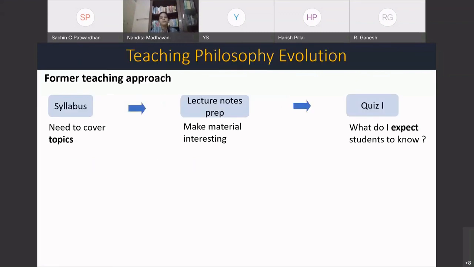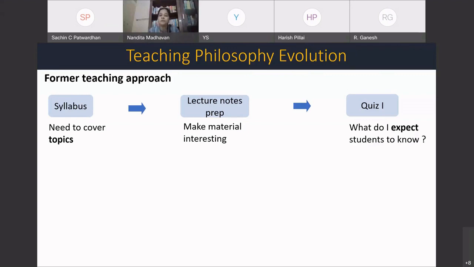So this is just to give an idea of what my former teaching approach was. This is more of a philosophy evolution for myself. The first semester I taught, there was a lot of focus on the syllabus of the course. I would look at the syllabus and focus on, I need to cover these topics. Of course, each of us puts in a lot of hard work in making our lecture notes very interesting. I spent a lot of time gathering relevant material, trying to make the lecture interesting.